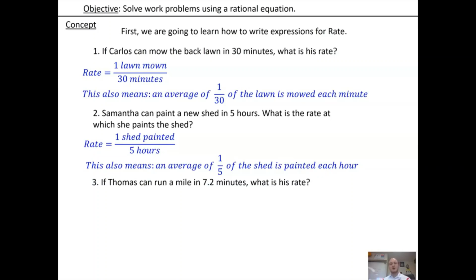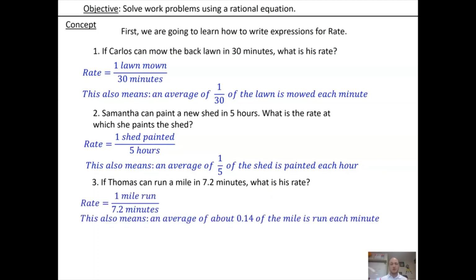Number three: if Thomas can run a mile in 7.2 minutes, what is his rate? How many miles is he running? One. How long does it take him? 7.2 minutes. If I divide those, that's about 0.14 of a mile each minute. So that's how we identify rate: the number of jobs divided by the time.